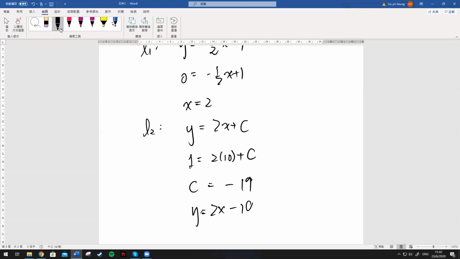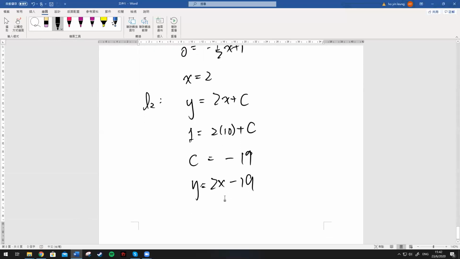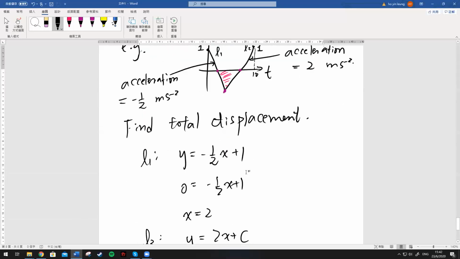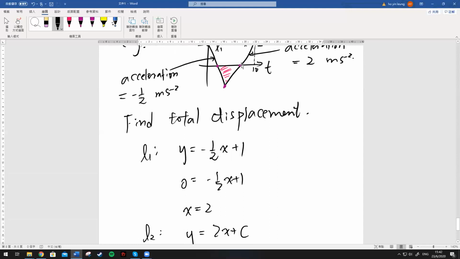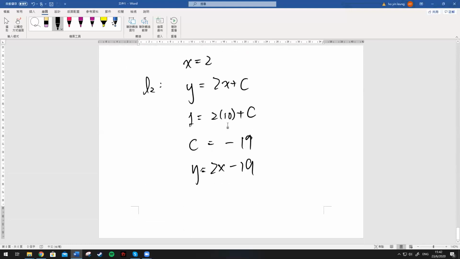Okay, so now we have this equation here: L2 is y equals 2x minus 19. We can find the x-intercept right here. If we set y equal to 0, that's 2x minus 19, so x is 19 over 2, which should be 9.5, right?